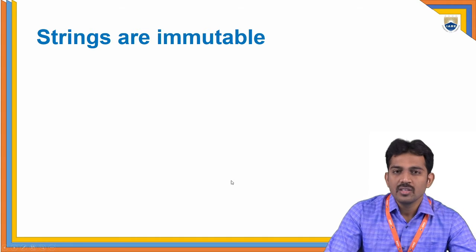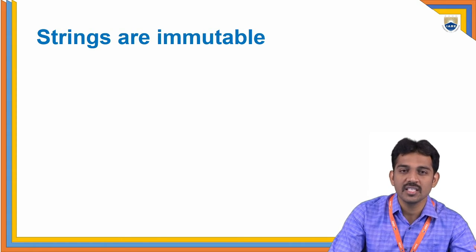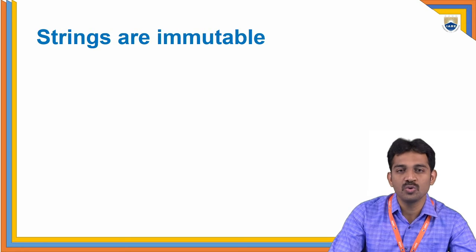And strings are immutable. What is the meaning of strings are immutable? Immutable means you don't have permission to change the string. You can access it, you can print it, but you don't have rights to manipulate the given string. If you want to manipulate it, extra operators are required. I'll show you how to do the same thing.